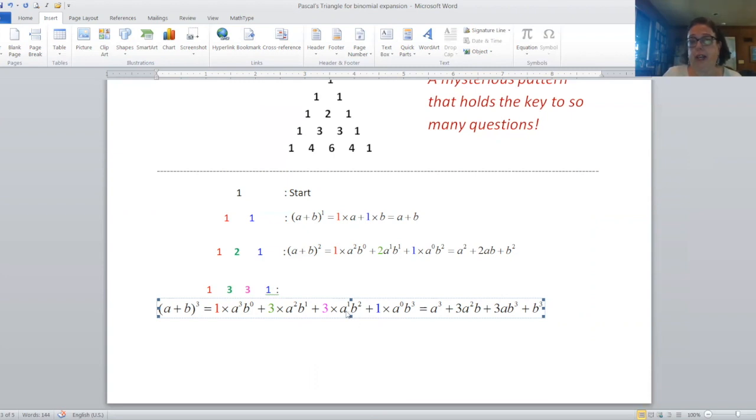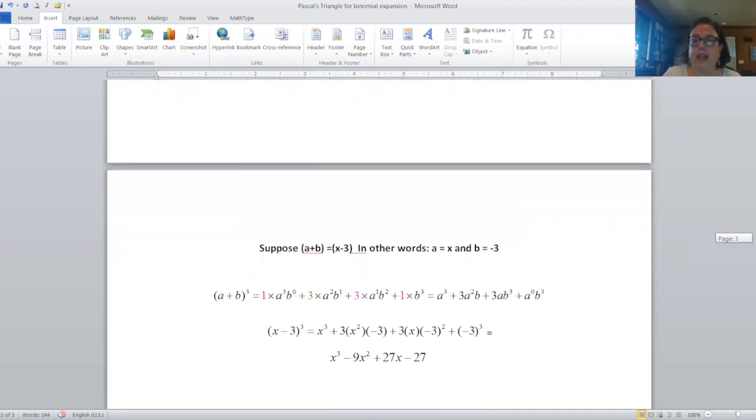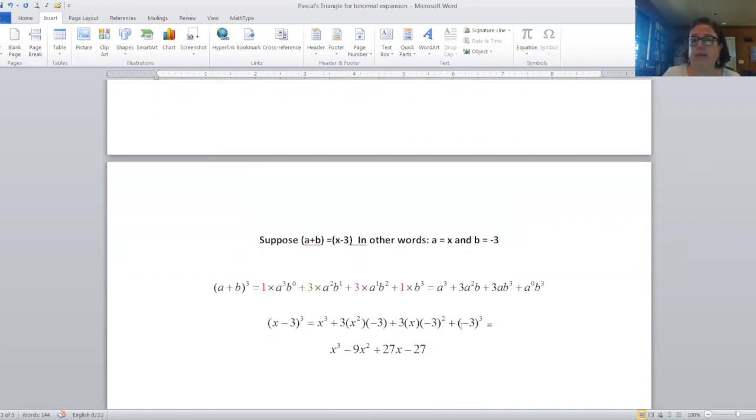Finally, the exponent of a goes down by 1 to 0. A to the 0 is just 1. The coefficient is the blue 1, and the exponent of b goes up by 1 to b cubed. So we get a cubed plus 3a squared b plus 3ab squared plus b cubed. And now we can just apply that to our particular x minus 3 cubed.